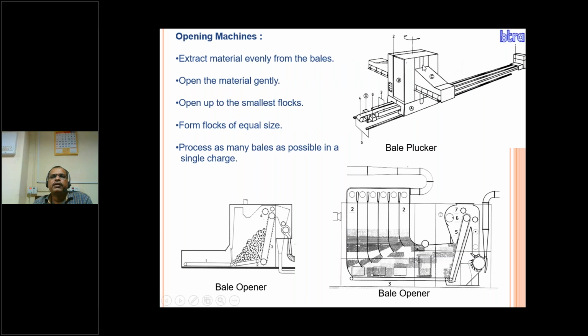This is a schematic of this bale plucker. It extracts material evenly from the bales, opens the material gently, and opens up the smaller flocks, from flocks of equal size, processing as many bales as possible in a single charge. Here you can see two rollers with a certain gap. If the tuft is not small, it will not pass through the gap to the further zone. The supplies from the bale opener are stored here in the vertical compartments.